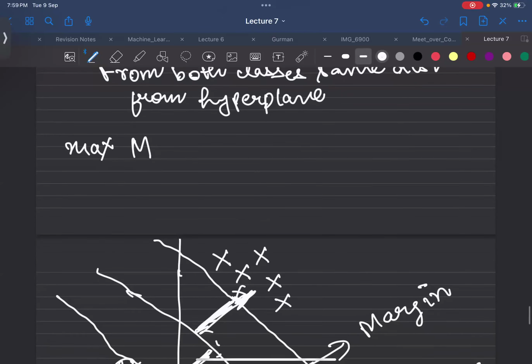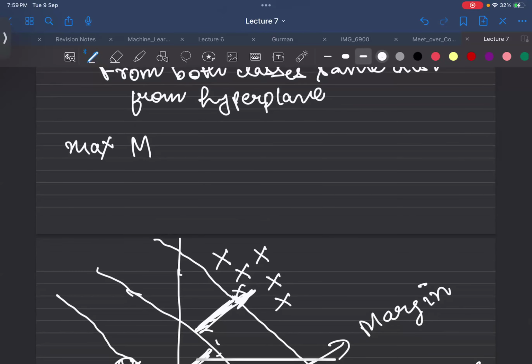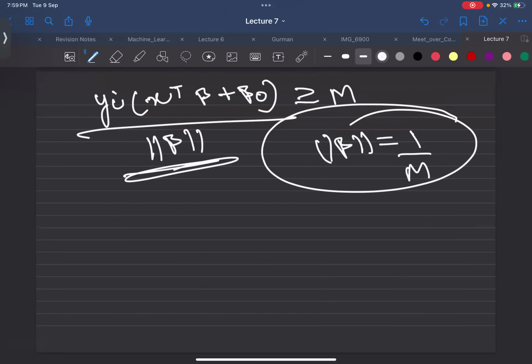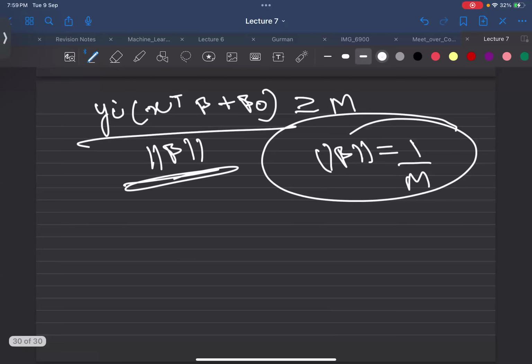Yes, come on, class. Yes, ma'am. What about others? Next class, I'll not tell you. You should tell me why we divide by norm of beta, and why 1 by m is there.